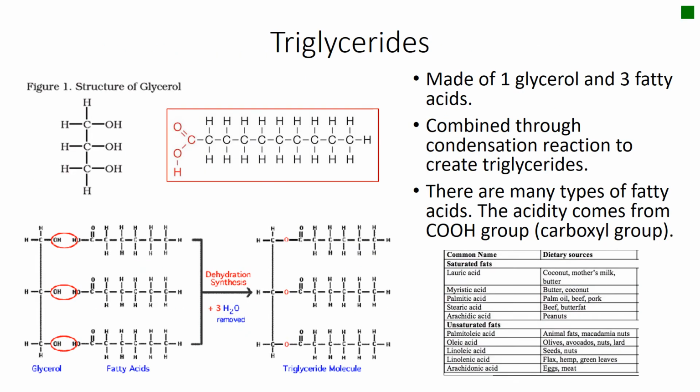Let's start with the first type of lipid, which is triglyceride. The tri talks about the number 3, which is the number of fatty acids that will combine with a glycerol. So a triglyceride consists of 1 glycerol and 3 fatty acids. It will create a triglyceride, or a fat or oil. Now, the syllabus asks you to be able to draw the structure of glycerol and fatty acid.